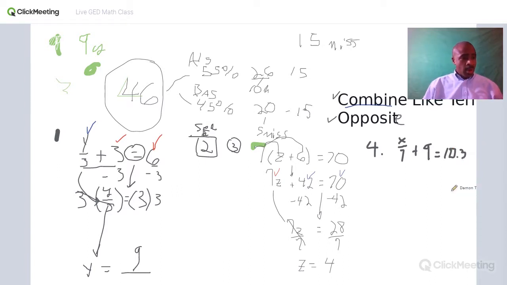Okay, so again, we always want to look at what terms are alike because we want to combine them. And so just for emphasis, I'll use a different color. And so we have 9 and 10.3. They're not the same, but they're like. And then x over 7 is not like that whole number. It's different. It involves a variable in that term. So that's not like. So we want to combine these two together. So the way we do that is by doing the opposite.